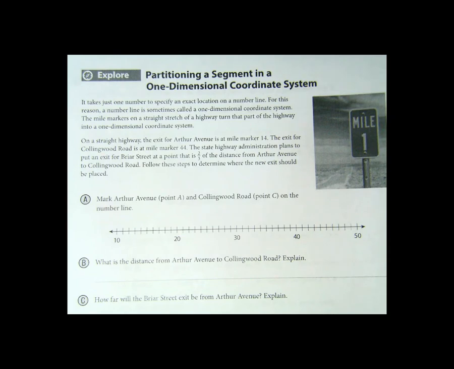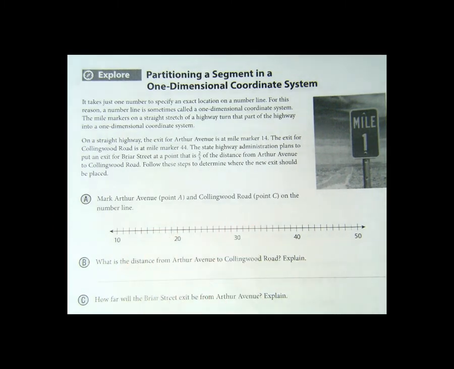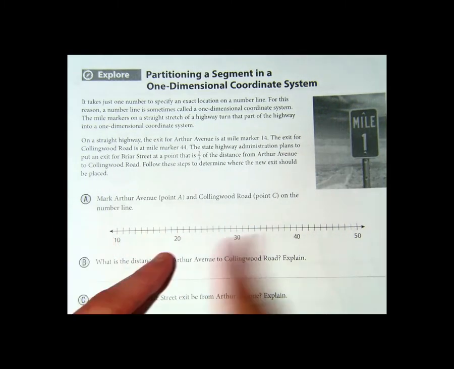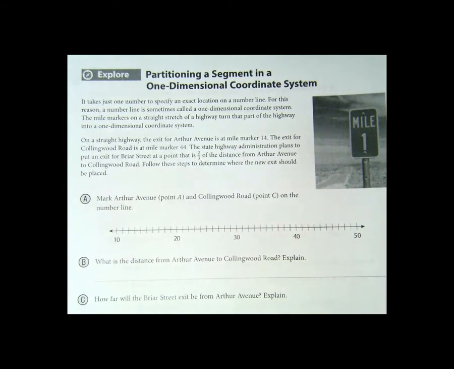Alright, so it says it takes just one number to specify an exact location on a number line. For this reason, a number line is sometimes called a one-dimensional coordinate system. That's important in a minute when we're doing X and Y. Obviously, it's two-dimensional. That's the difference. Okay, so the mile markers on a straight stretch of highway turn that part of the highway into a one-dimensional coordinate system. So this is just a number line.